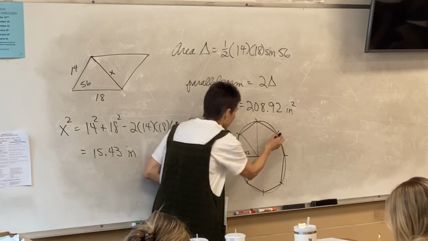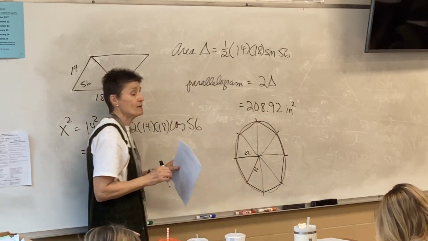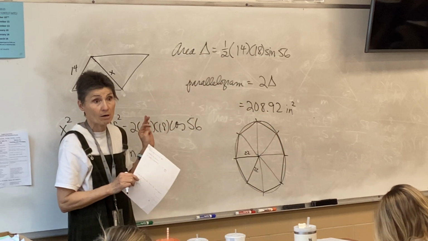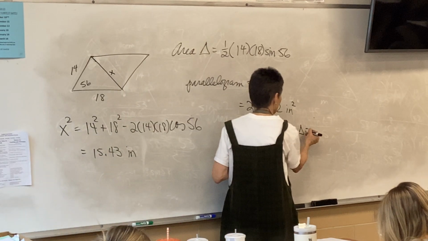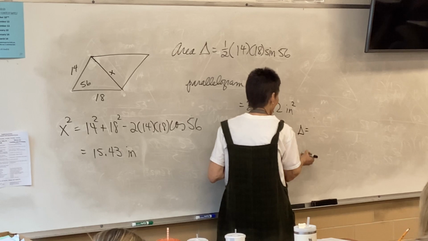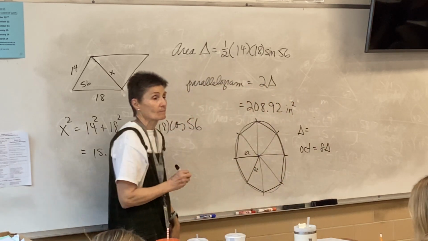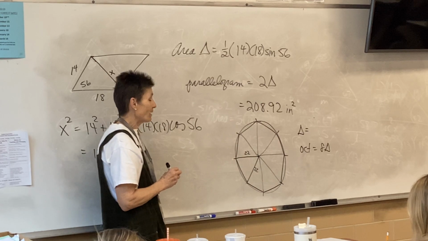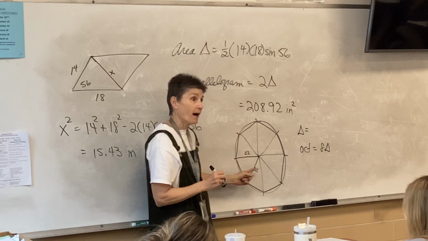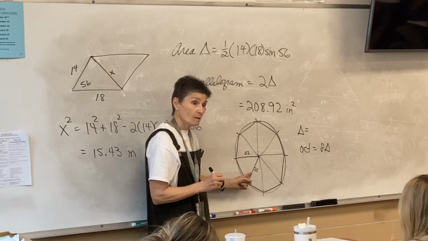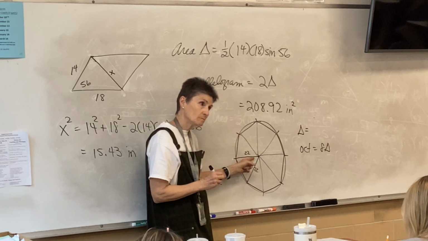Now, you can draw them all in. You don't need them all. You only need one triangle. Because what do we know about all those triangles? They are the same. So if I can find the area of a triangle, my octagon will just be 8 times that. How do I find the area of the triangle? Well, I have two sides. Wouldn't it be awesome if I knew that angle?